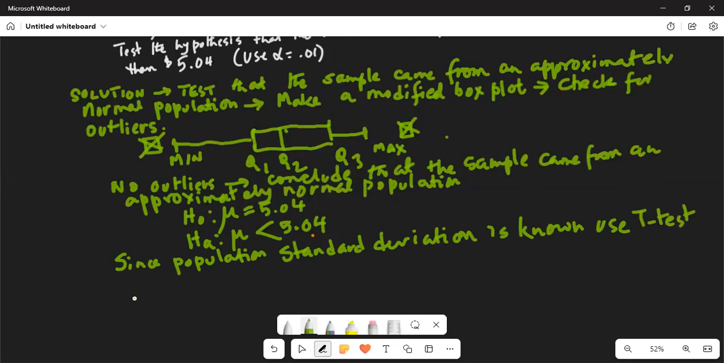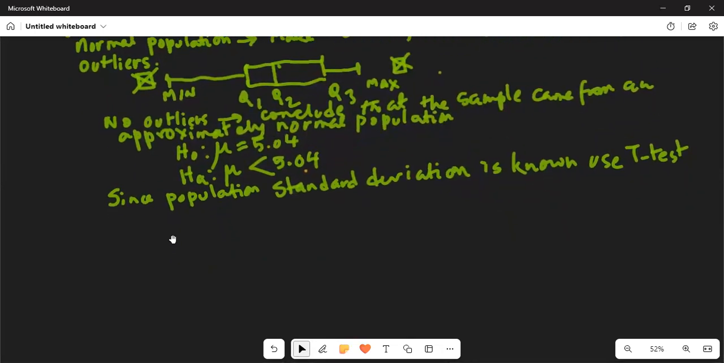Okay, so how to do this test? We will use the TI-84, which will calculate a test statistic, which is a characteristic of the sample. And then we will look for the p-value, which is the probability value of getting a test statistic as extreme as what we will obtain.